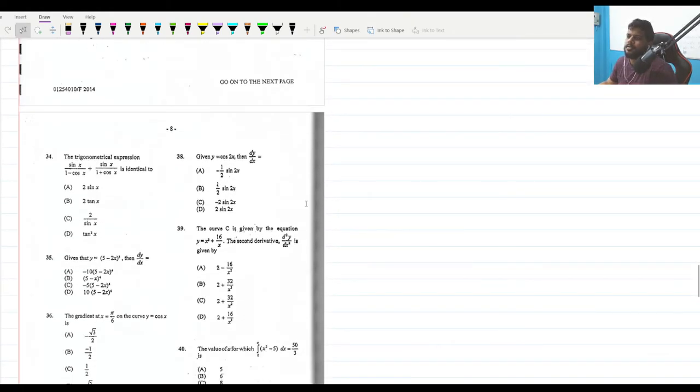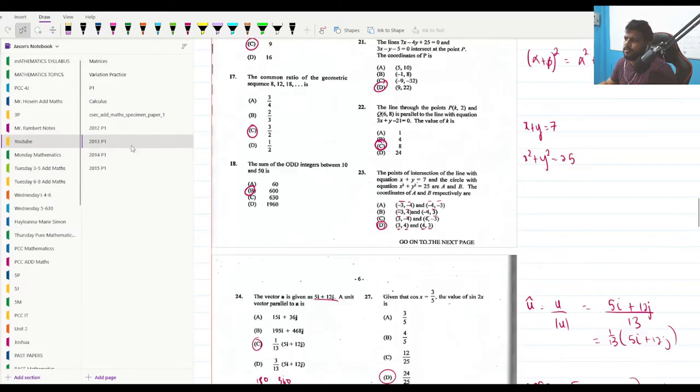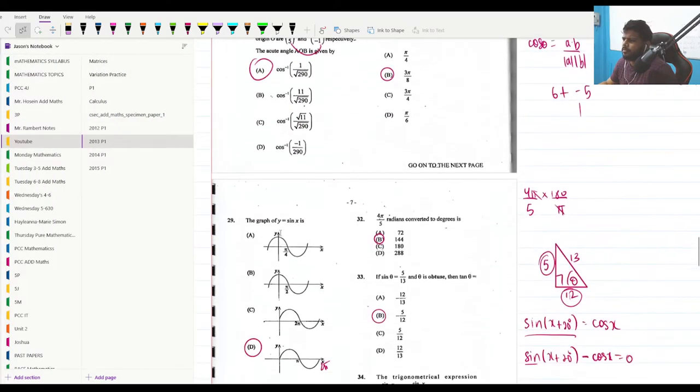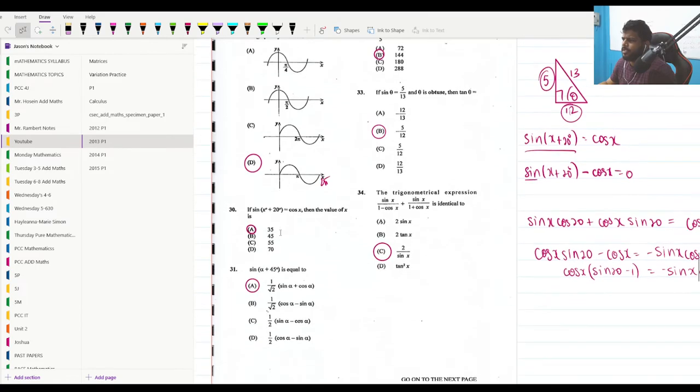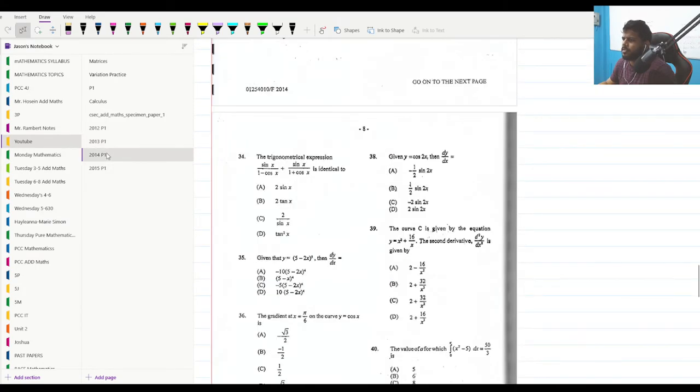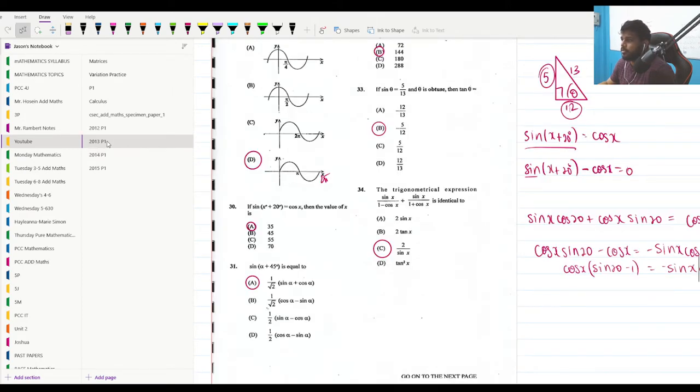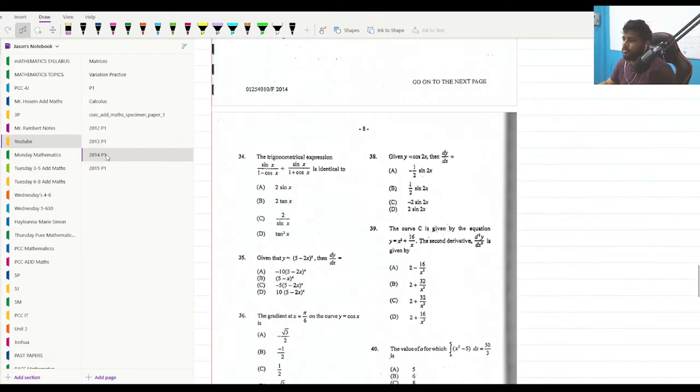This is a repeat, I think from the last one. Sin x over 1 minus cos x plus sin x over 1 plus cos x equals 2 over sin x. 2 over sin x is an option. Now, it could be equal to something other than 2 over sin x, depending on how much working you do. They just copy and paste number 34 straight into this paper here.